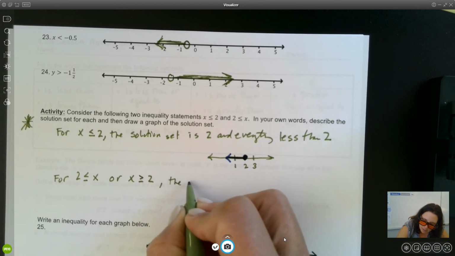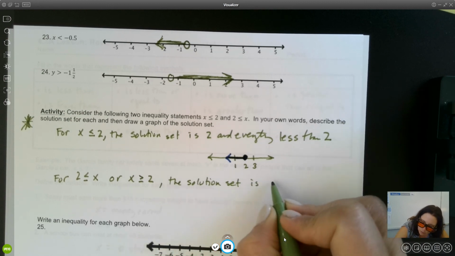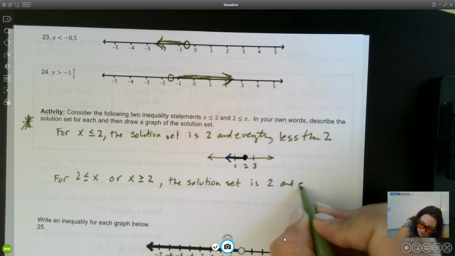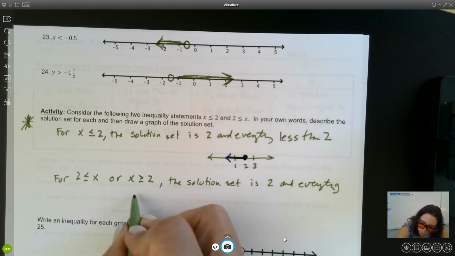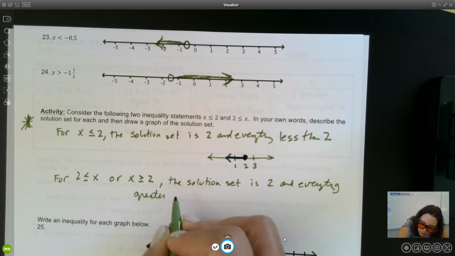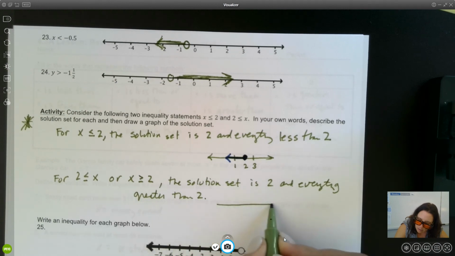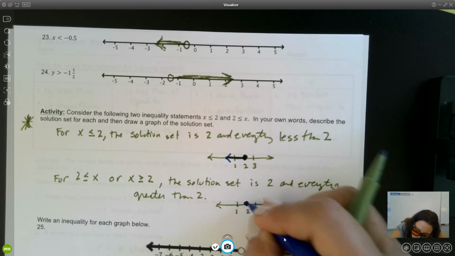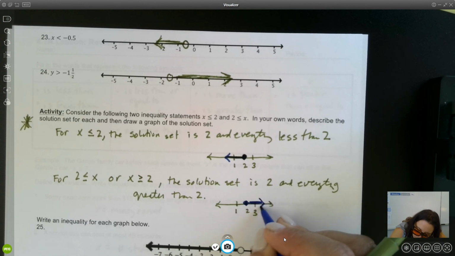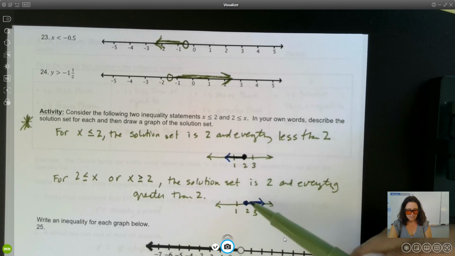The solution set is 2 and everything greater than 2. Okay, so that would be on a number line. I've got my 1, I've got my 2, I've got my 3, got my closed circle on 2, and I'm shaded to the right.